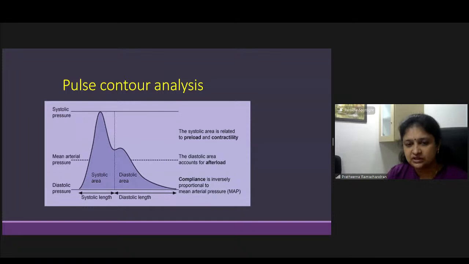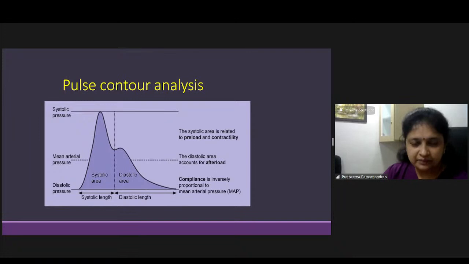So we need to know the mean arterial pressure. This is a pulse contour analysis, and this is what all the monitors will look into and give a calculation.